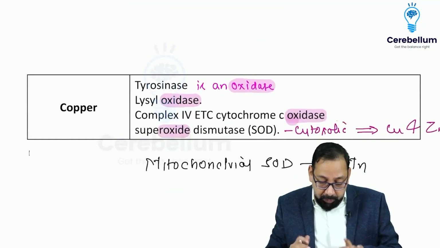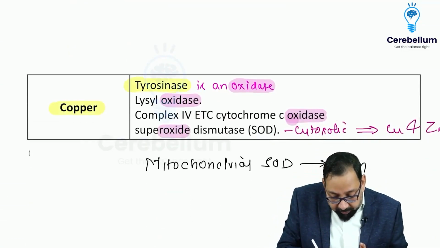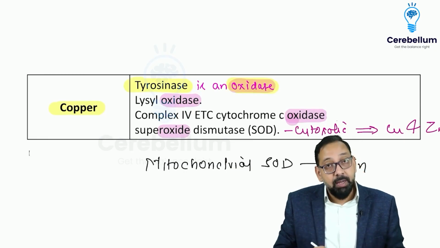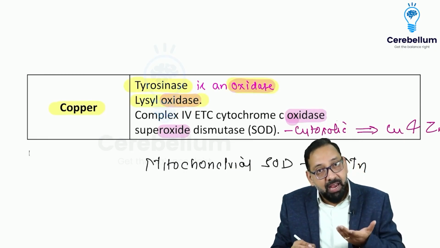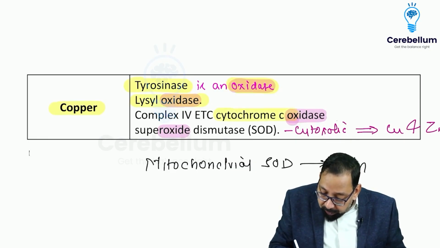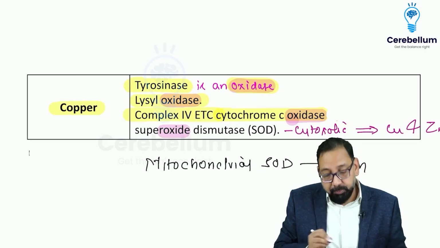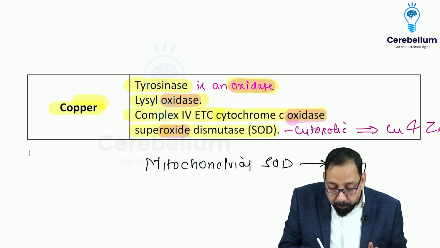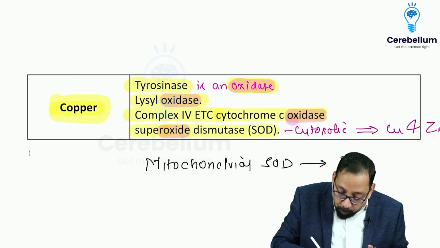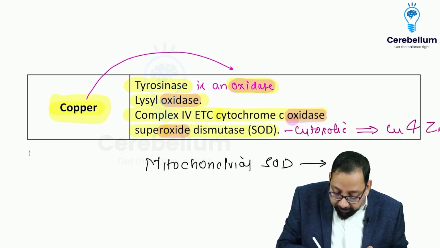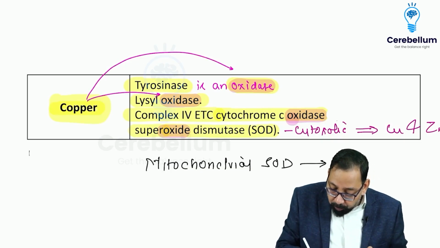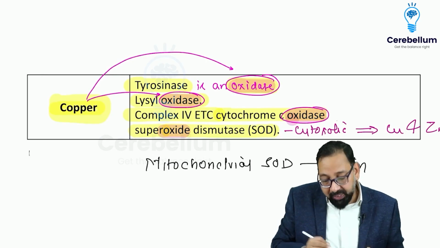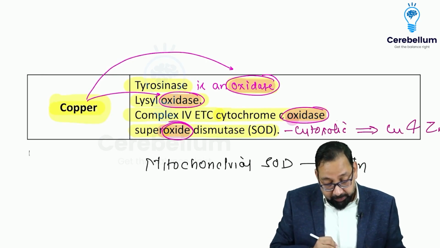Now copper is cofactor for tyrosinase. Question has been asked, I have discussed. Tyrosinase is classified as oxidase. Lysyl oxidase, the name itself has oxidase. Cytochrome C oxidase, that is complex 4 of the electron transport chain, and superoxide dismutase, copper is cofactor. So wherever you find oxidase, most of the time you will find copper as cofactor: tyrosinase, lysyl oxidase, cytochrome C oxidase, complex 4, and superoxide dismutase.